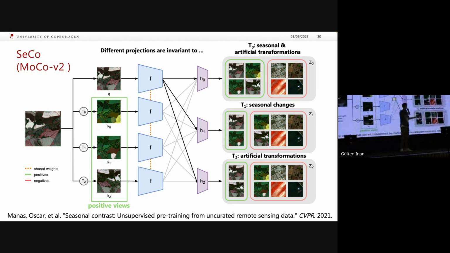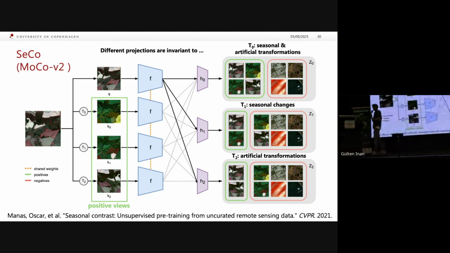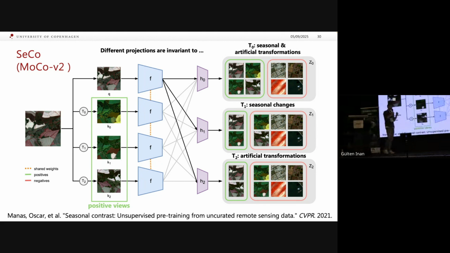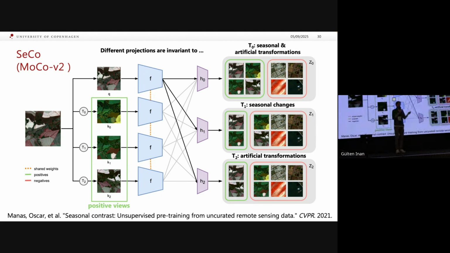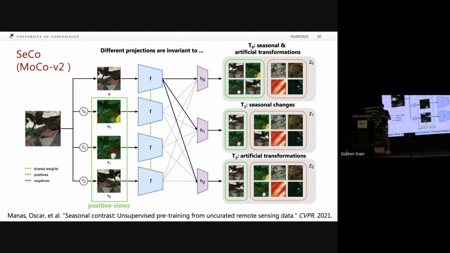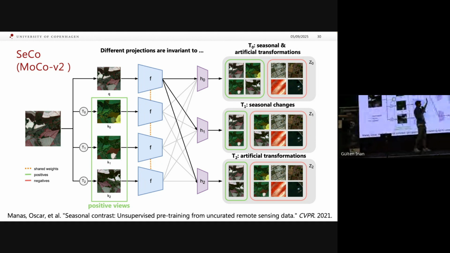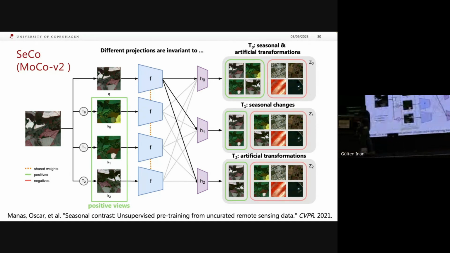invariant to artificial transformations. And the idea here would be that the model would then learn different features, some that are sensitive to changes over time, and some that are invariant, so not sensitive over time. Because once this is pre-trained, we would discard everything from here. So all these H projector heads are removed, and we would only use the representation after the encoder F.